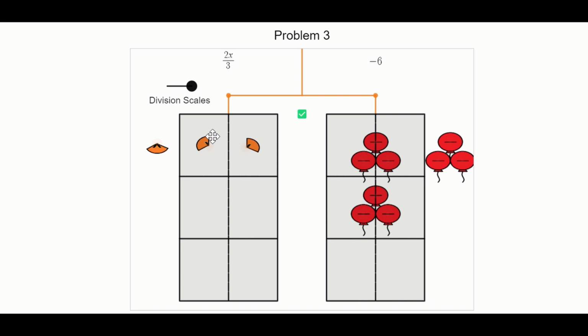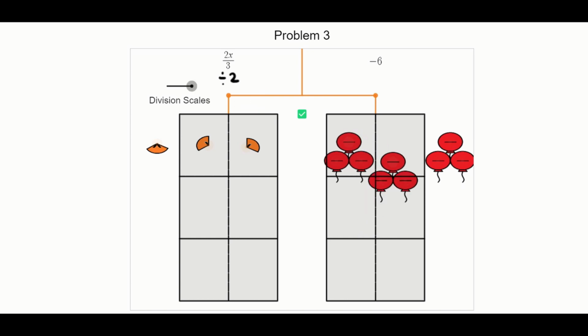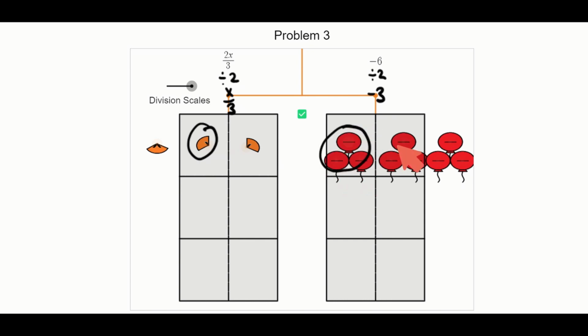I'm going to divide these into 2 groups. So we're going to divide it into 2 groups. And over here on the right, we're going to sort the negative 6 into 2 groups. So we have divided by 2. So after dividing into 2 groups, I see that we have 1/3 of an x, a third of an x, equal to negative 3. This fraction is equal to 3 red balloons.